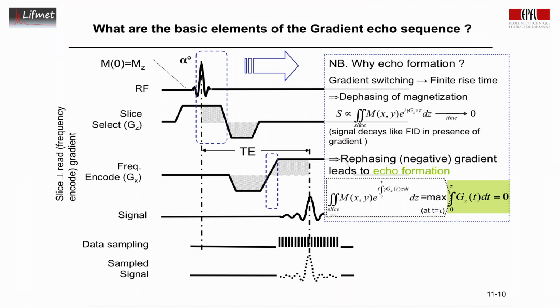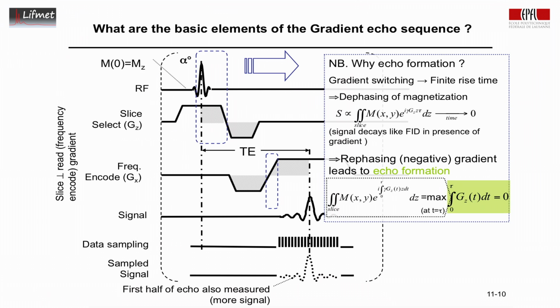What is crucial here is we don't just record from the maximum echo onward, we also record the first half of the echo. This is done because it costs very little time. One can increase the sensitivity because more data points are being sampled. So this is your basic imaging sequence, the basic elements, and this describes what's happening every TR seconds. That's your basic imaging sequence.